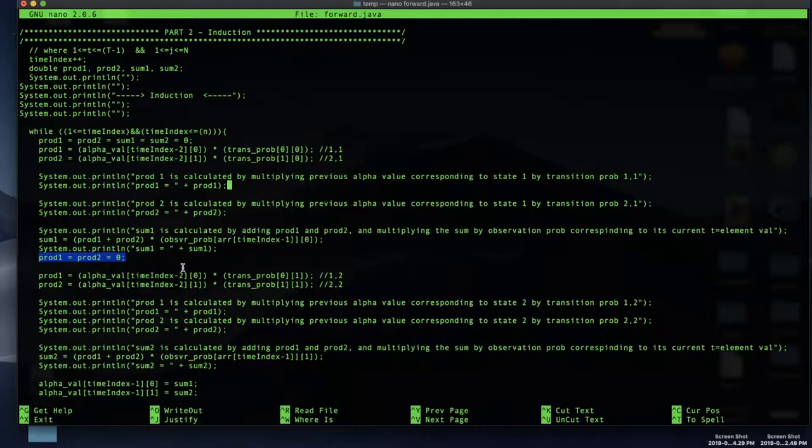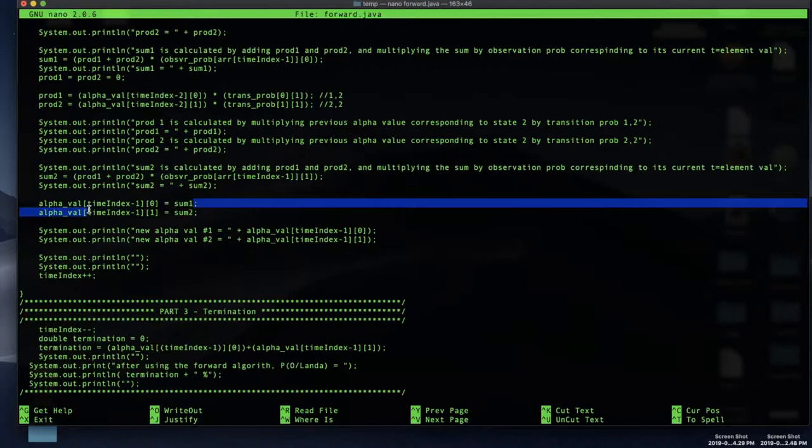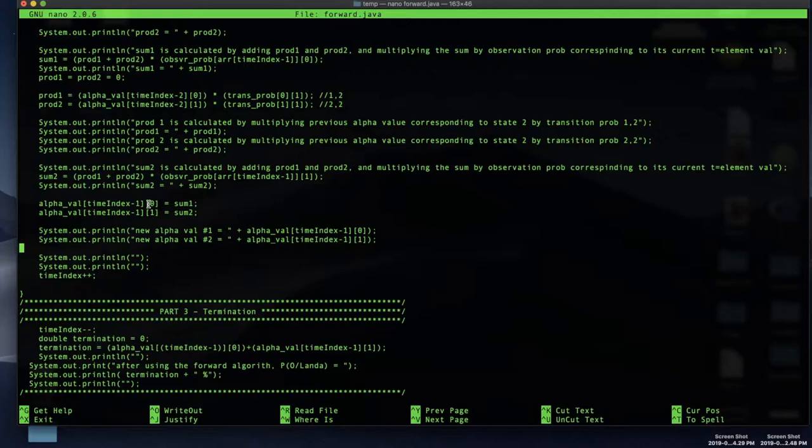And we just have to make sure we put the correct corresponding indices, because we don't want to use the wrong ones while computing, since this is a recursive algorithm. Once you find the second alpha value, you put them in their corresponding alpha value location in the array. So here, make sure you adjust this correctly. Then I print the new alpha value 1 and 2, so you can see that. And then you just increase the time index, which is our observation element in our sequence.